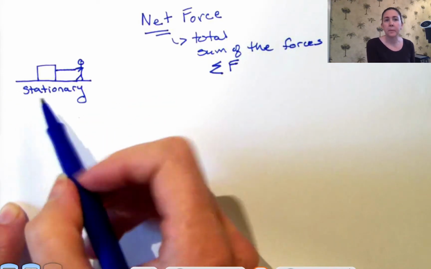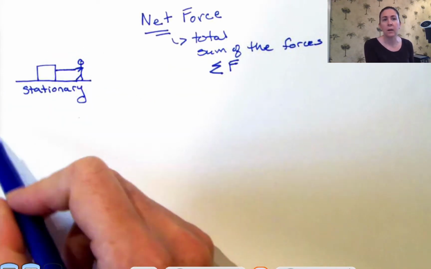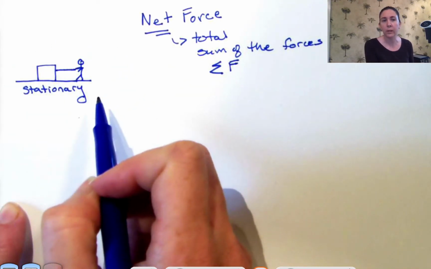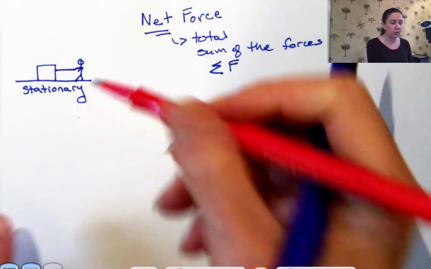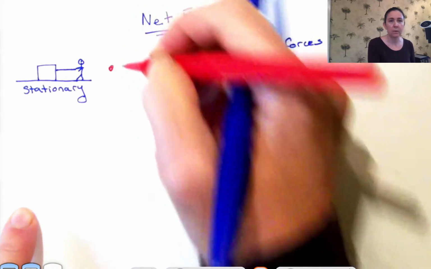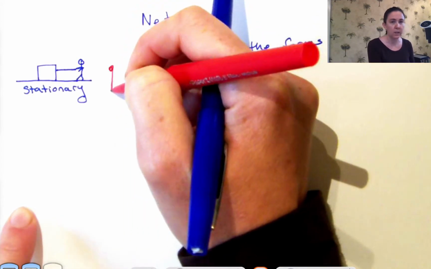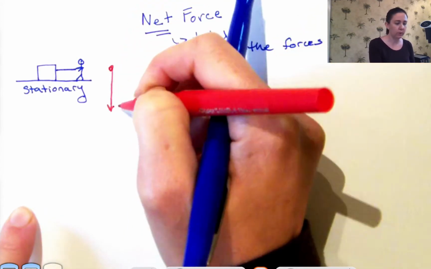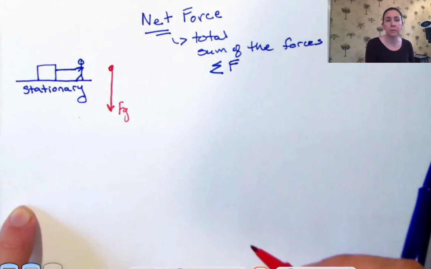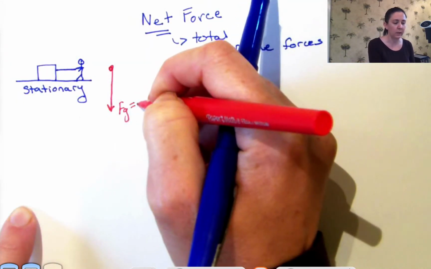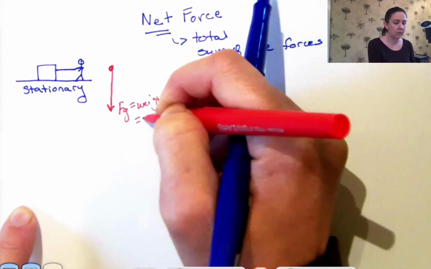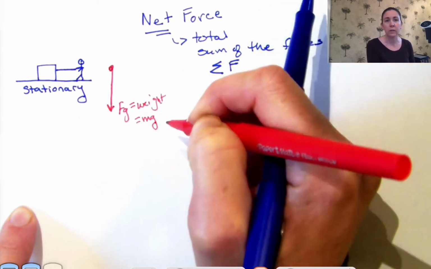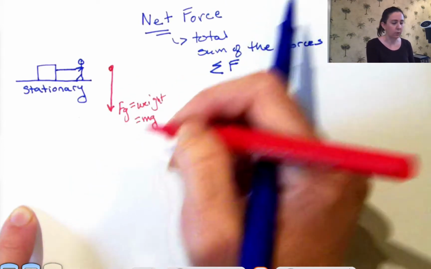I'm going to talk about this with respect to this guy pulling a box, and this box does not move. If we draw the free body diagram, let's think that this is a very heavy box. You're going to have a big force of gravity. Force of gravity, remember, is the weight, which is the mass times the gravitational field strength. These are other ways to say force of gravity.